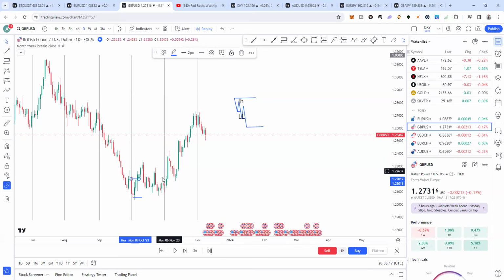Don't forget I also said price will always pull back to the previous low before the continuation of the trend. So price pulls back to this low, which is the previous low, to form a higher low.